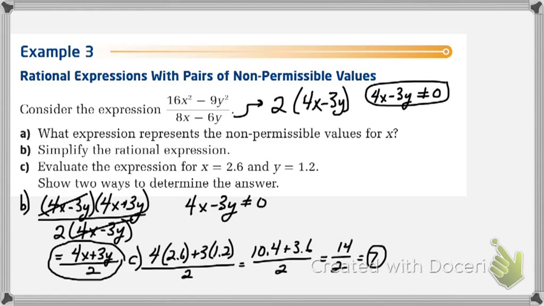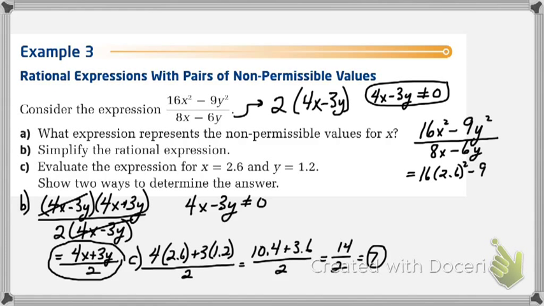Now we're asked to show 2 ways to determine the answer. Well, the other way would be to plug it into our original expression before we simplified it. This might help you understand why we simplify. If we take our 2.6 for x and 1.2 for y and plug it into our original expression, 16x squared minus 9y squared over 8x minus 6y, we're going to get a mess.